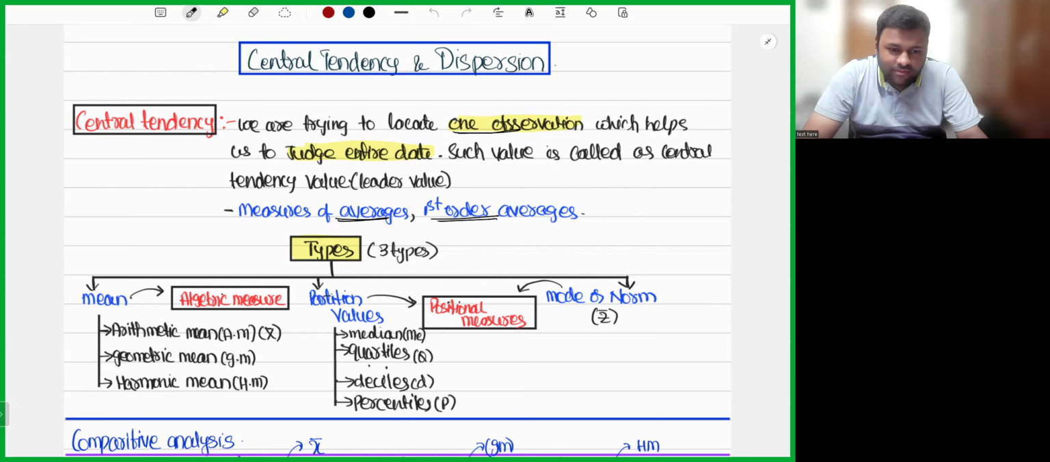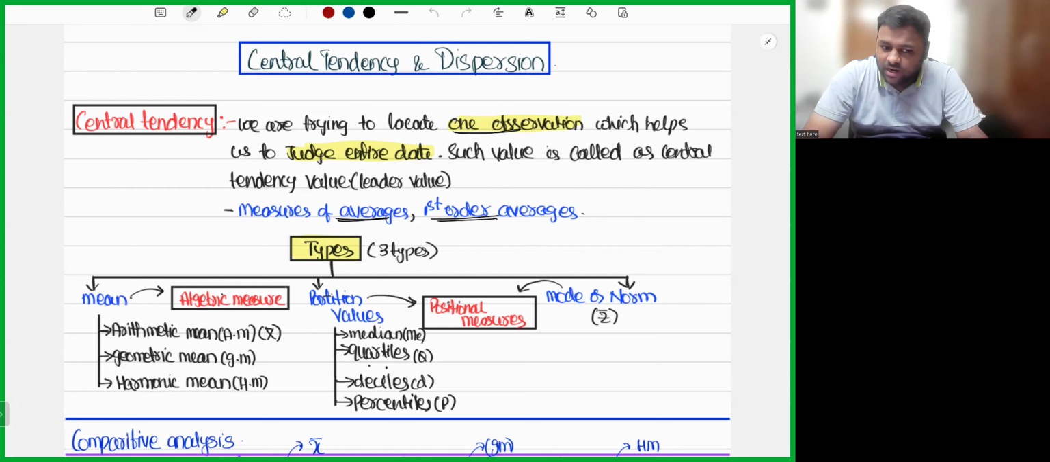Now, why is it called average of first order? If you see in statistics, there is an order of study what we need to follow. First, we need to study central tendency, next dispersion, next skewness, next kurtosis. Central tendency, dispersion, skewness, and kurtosis. That's the reason central tendency is called first order, dispersion second order, skewness third order, and kurtosis fourth order.